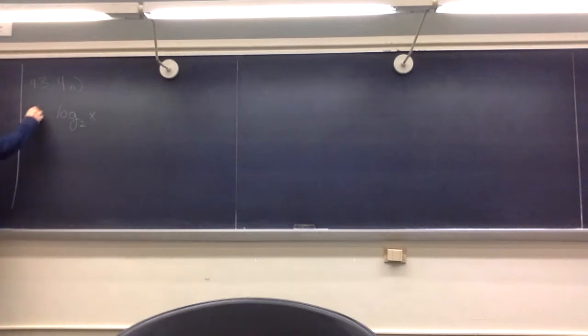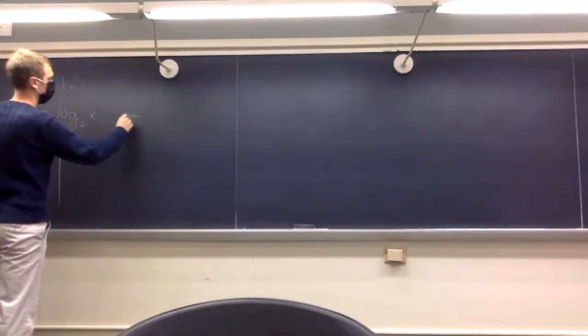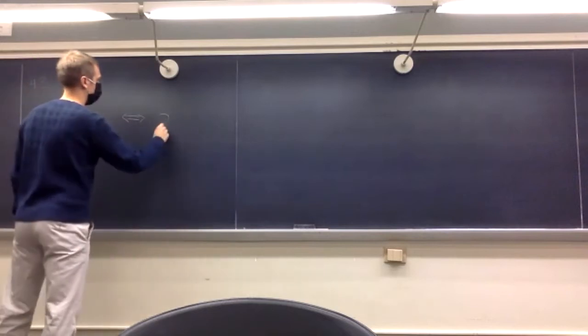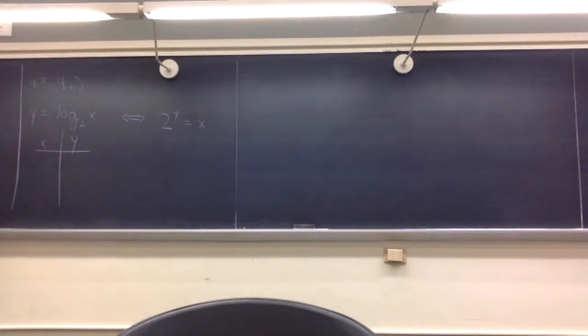So this is our y. Now, like anything we graph, we make a table of values and we pick some nice inputs to give us easy to compute outputs. So with logarithms, we always remember there's this equivalent form, 2 to the y equaling x. So in order to pick some x's, we look at powers of 2.